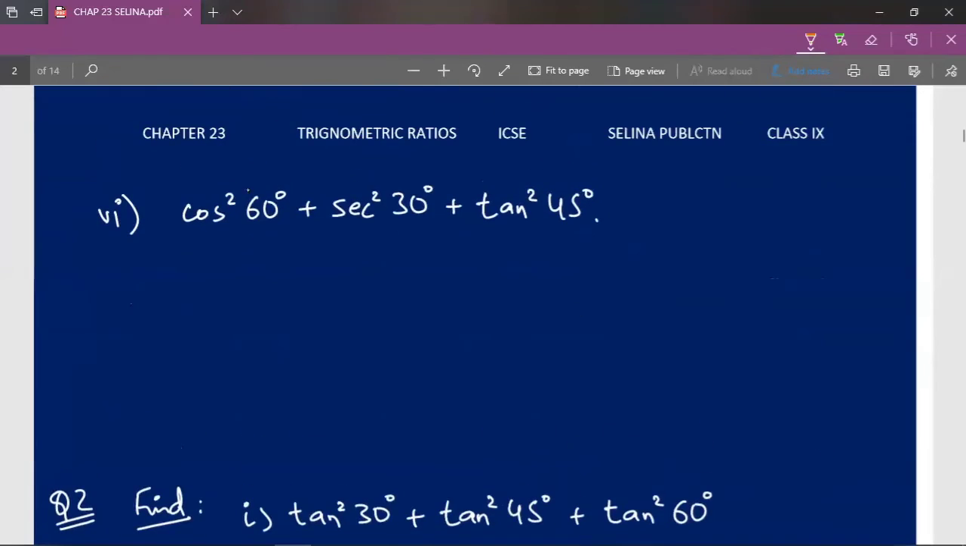So our sixth question is cos square 60 degree plus secant square 30 degree plus tan square 45 degree. Now, as I have said before, divide this question into parts. And once you've divided this question into parts, that is the first part, the second part, and the third part.